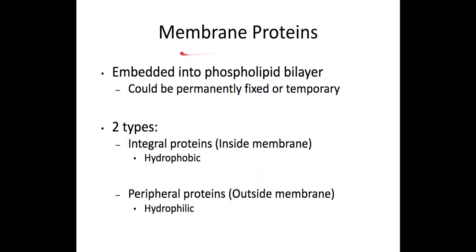Membrane proteins. These are essential structures that are present in all cell membranes, and they are embedded into the phospholipid bilayer. They can be permanently fixed or temporary on the bilayer, and there are two primary types of membrane proteins. There are integral proteins, which are embedded inside the membrane, and these are hydrophobic. And then there are peripheral proteins. These are embedded outside of the membrane, and they're hydrophilic.